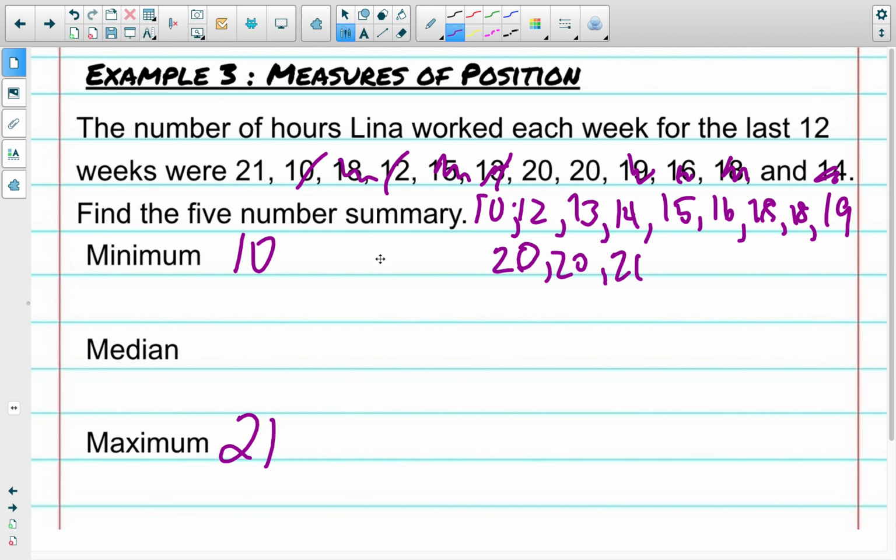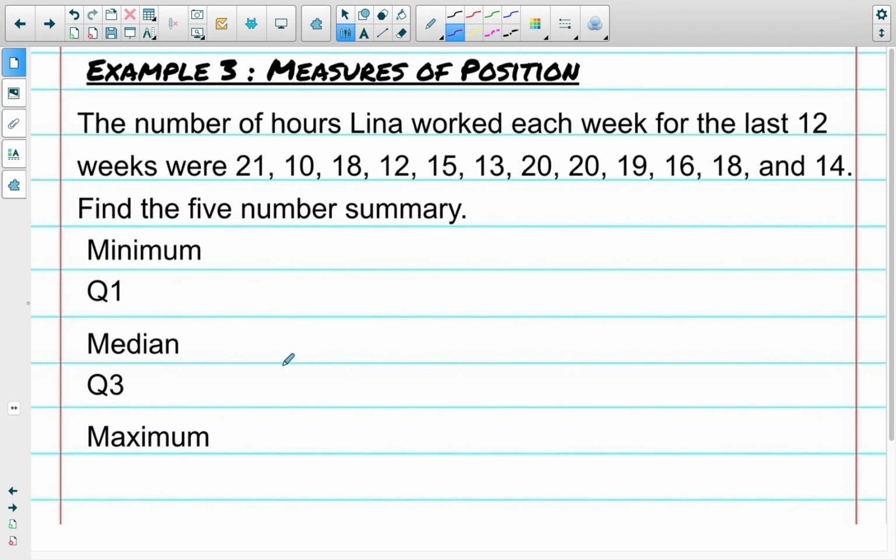By counting one by one, we can locate our median right in the middle, which should be 17. Right now we have 3 out of our 5 numbers for our 5-number summary: 10, 17, and 21. And then let's move on to the quartiles.